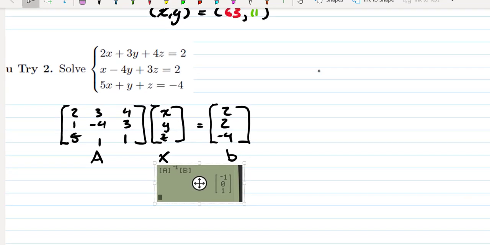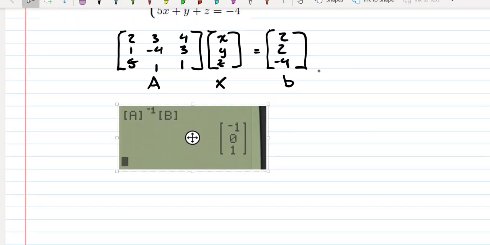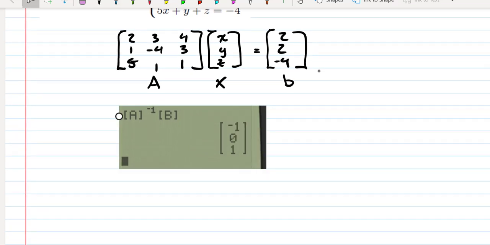So just one word of caution. The most common mistake people make when doing this method is they forget the inverse and do matrix A times matrix B, and they forget the little -1. That makes a big difference. So then we get x equals -1, y equals 0, and z equals 1, or the ordered triple (-1, 0, 1).